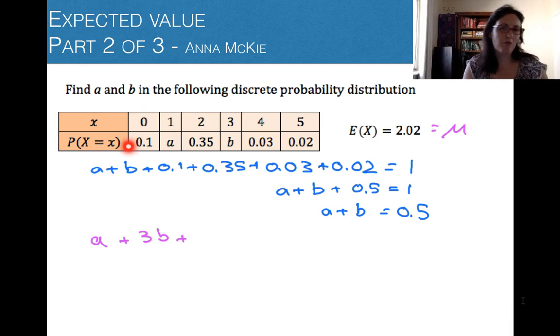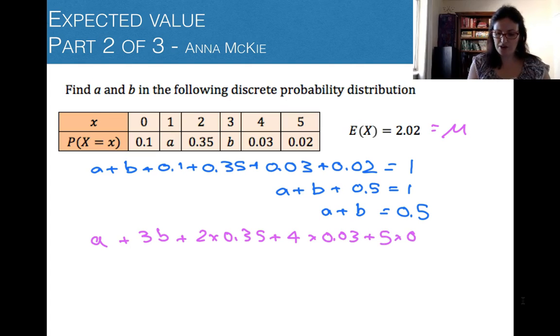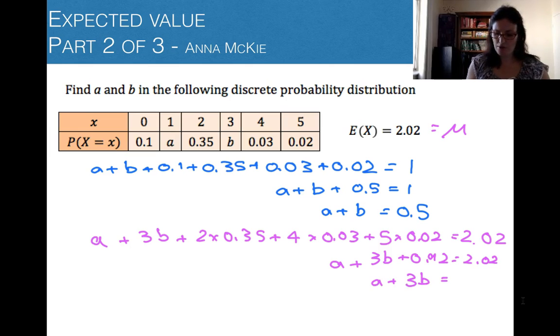0 times this, well that's just going to be 0, so we don't have to worry. 2 times 0.35. The next one, 4 times 0.03, and the last one, 5 multiplied by 0.02 is equal to this expected value of 2.02. Simplifying that, we've got A plus 3B plus 0.92 is equal to 2.02, and therefore A plus 3B is equal to 1.1. We now have simultaneous equations.